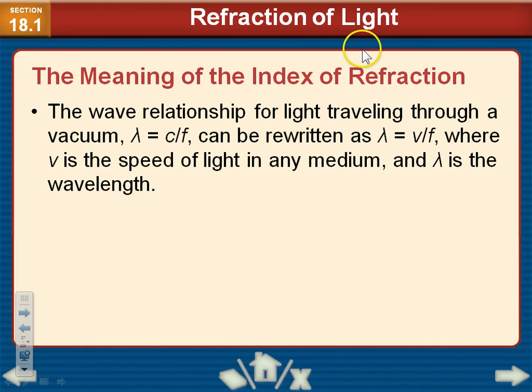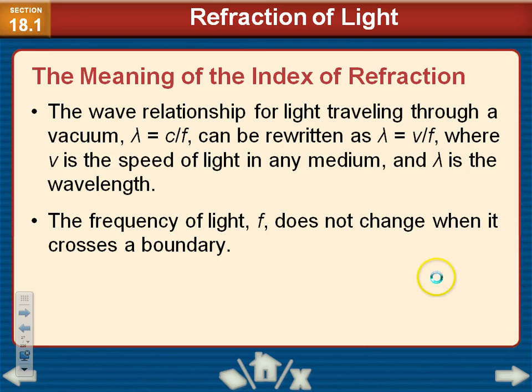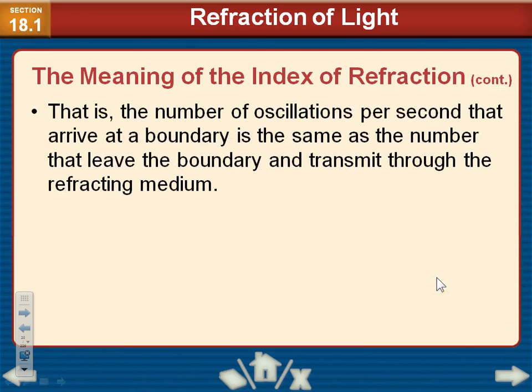So what's the meaning of the index of refraction? Again, if we look at the relationship of the waves, if it's traveling in a vacuum, then the wavelength is equal to the speed of light divided by the frequency. If we use v for the speed of light in any particular medium, c only works for the speed of light in a vacuum, so if it's in a medium we have to use v. We're going to find out what the new wavelength is. Remember, the frequency is not going to change, so something has to give, and so if the frequency stays the same, the wavelength has to change.